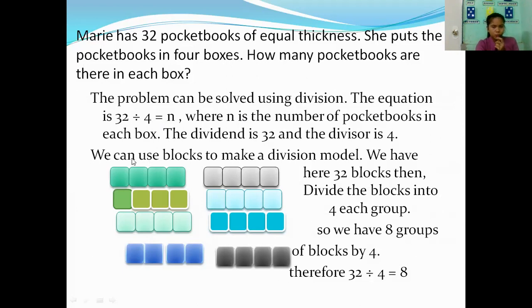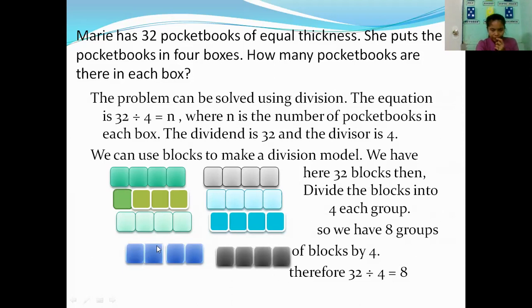So we can use blocks to make a division model. So we have here 32 blocks. 32 blocks, 1, 2, 3, 4, 5, 6, 7, 8, 9, 10, 11, 12, 13, 14, 15, 16, 17, 18, 19, 20, 21, 22, 23, 24, 25, 26, 27, 28, 29, 30, 31, 32.